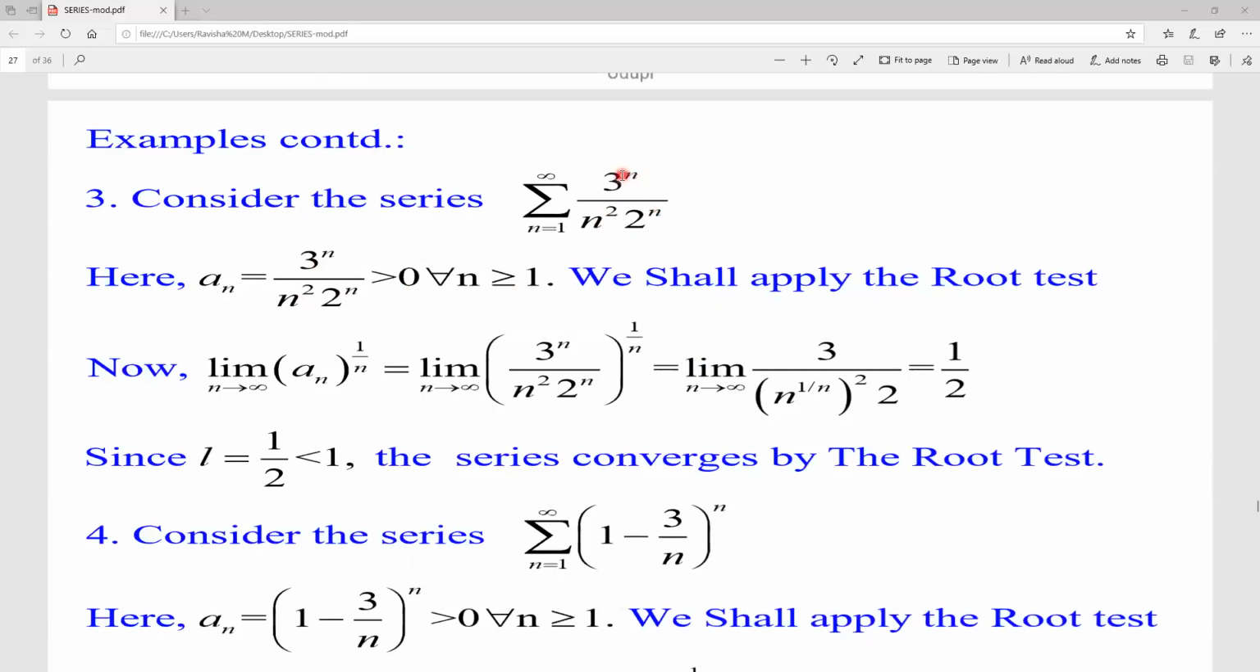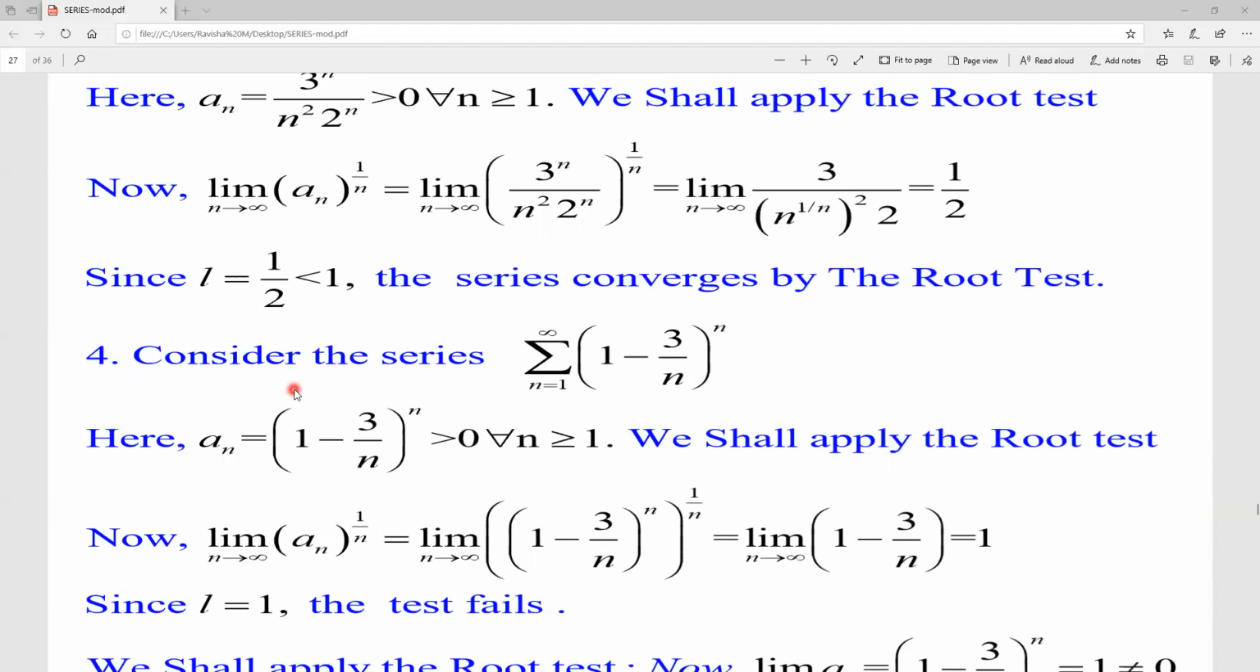This has the power n. Now take the root test statement: the limit as n tends to infinity of a_n to the power 1 by n. The n and 1 by n get cancelled. The rest is 3 by (n to the power 1 by n) whole squared into 2. When n tends to infinity, n to the power 1 by n is 1 in fact. So we get 3 by 2, which is less than 1. The series is convergent by the root test.